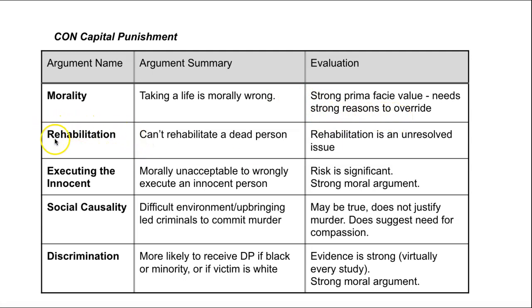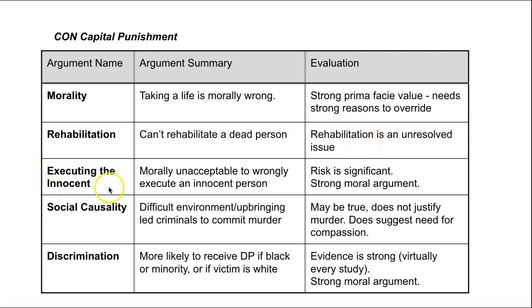The second argument is rehabilitation. It states that if you execute a murderer for his or her crime, you won't be able to rehabilitate that person. The inquiries on this issue concluded sort of neutral on that one, because for rehabilitation in prisons, there's not strong evidence for or against that it occurs or does not occur, and so they just decided to leave it as an unresolved issue.